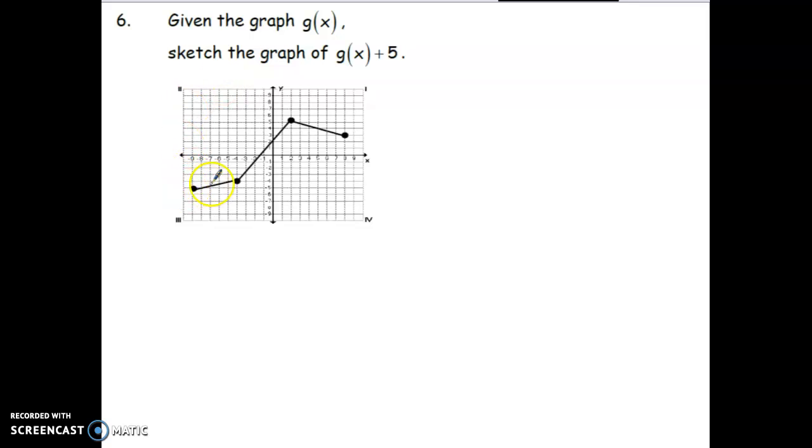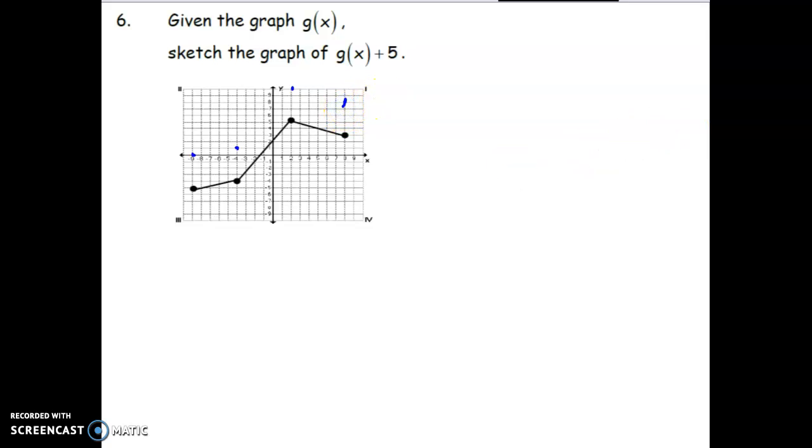So the way we're going to do that is we're going to take each of these points and count up 5. 1, 2, 3, 4, 5. And we'll put a dot right there. Now to this one. 1, 2, 3, 4, 5. We'll put a dot right there. And now over here, 1, 2, 3, 4, 5, putting a dot right here. And now this one, 1, 2, 3, 4, 5, putting a dot right there.